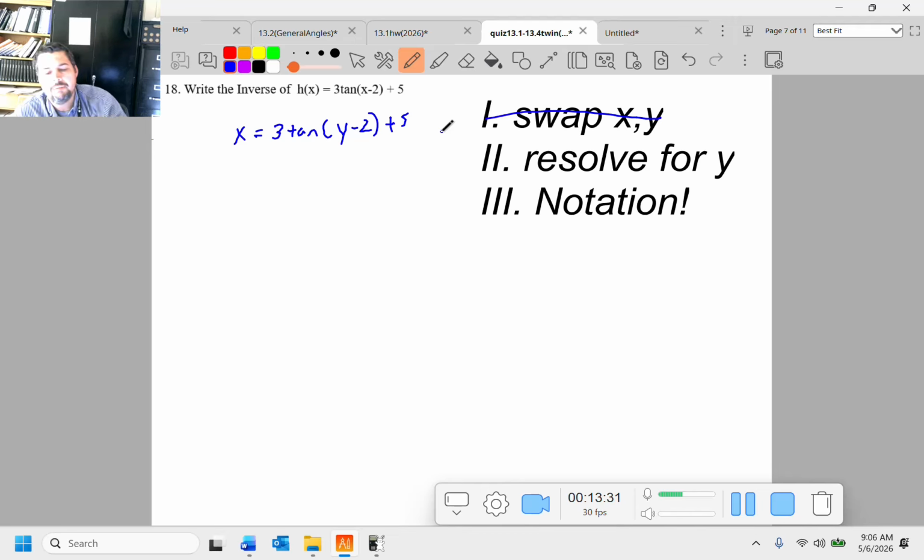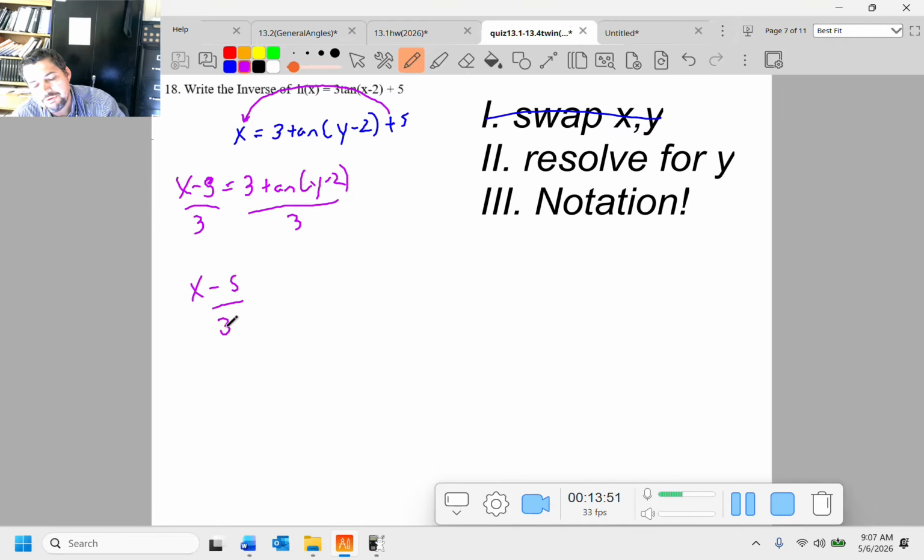I resolve for y by doing the easy stuff first. I'm going to take away 5. x minus 5 equals 3 tangent of y minus 2. Before I even worry about arctangent, I worry about the opposite of multiplication, which is division. So x minus 5 over 3 is now the tangent of y minus 2. The opposite of tangent is called arctangent. So I take the arctangent of both sides.